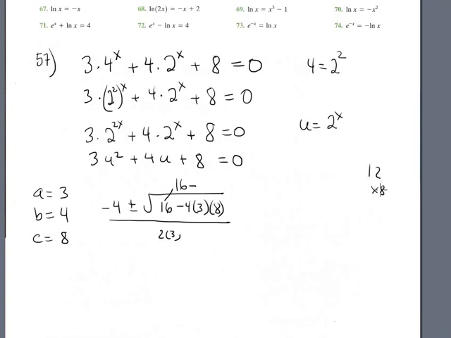This is 16 minus 12 times 8, which is 96. When you subtract, it is negative 80. So the square root of negative 80 is imaginary.